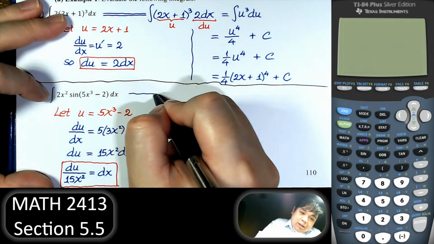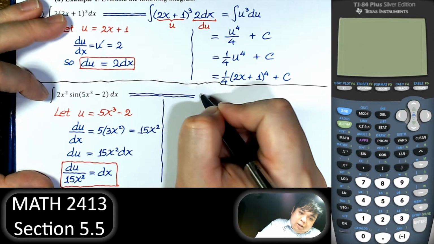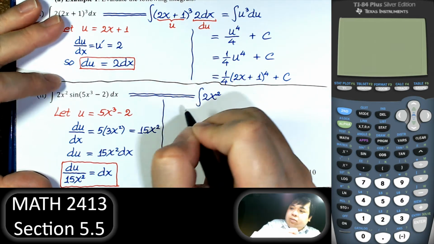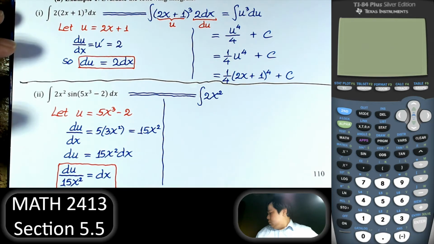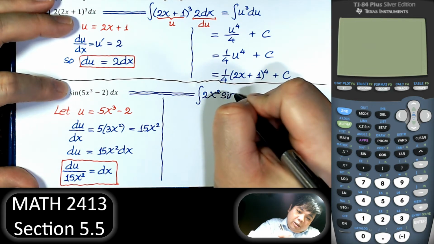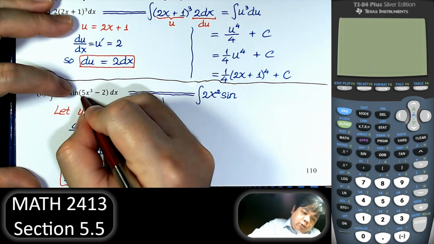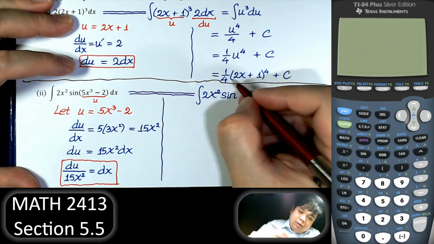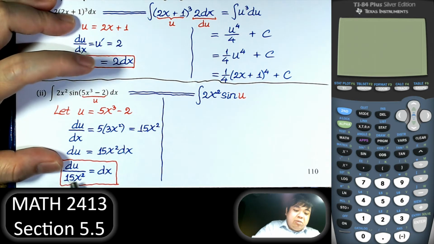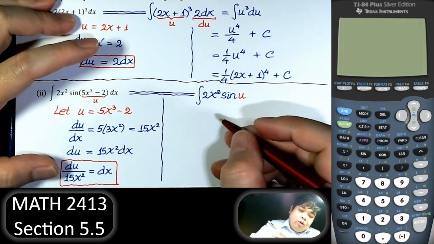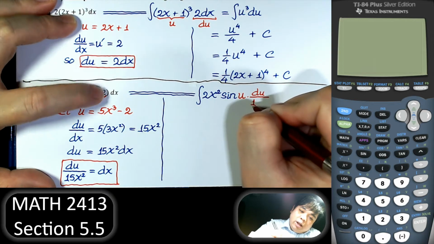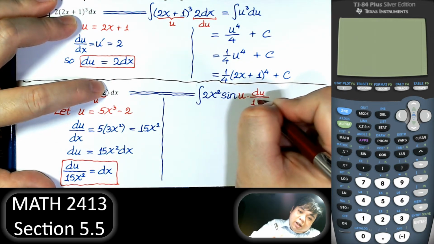The original problem is that. Just rewrite 2x squared, still there, and then sine. We let u equal 5x cubed minus 2, so I have sine of u. The dx we solve for is du over 15x squared. So we have du times 15x squared, that is just times dx, so we multiply by du over 15x squared.